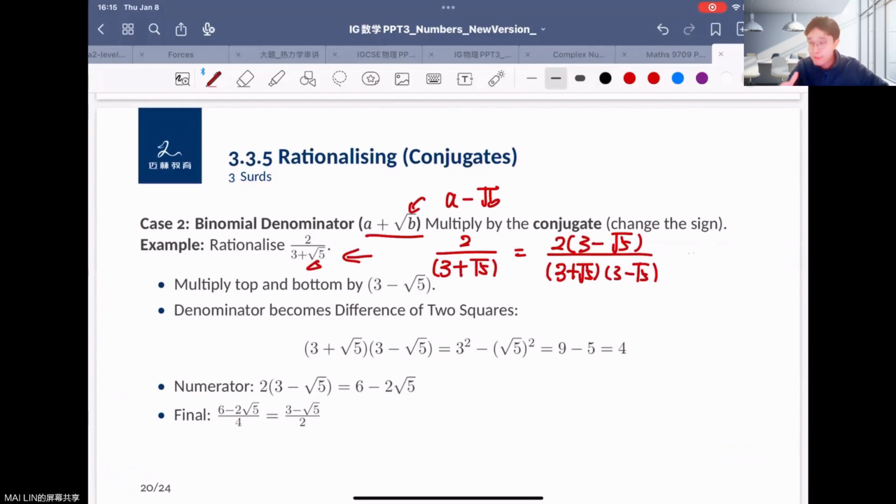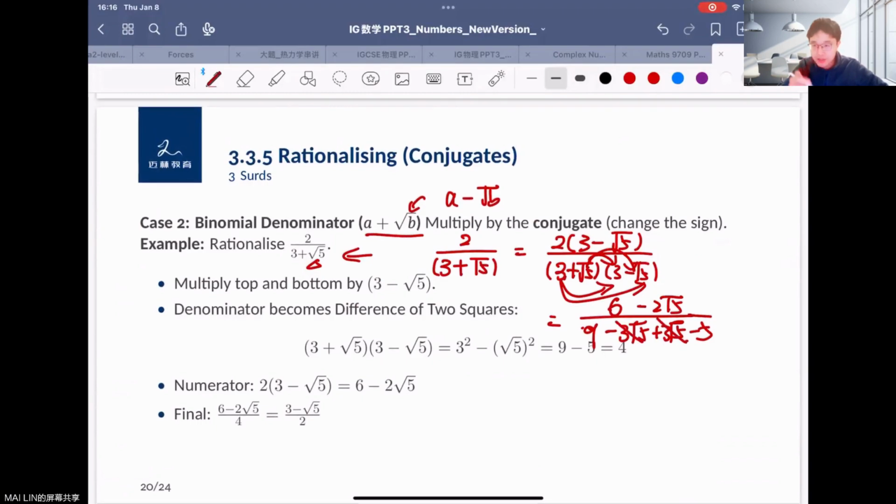Okay, so why do we have to do this? You can simplify it by expanding the brackets, right? First 3 times 3 is 9. And 3 times negative square root 5 is negative 3 square root 5, and square root 5 times 3 is positive 3 square root 5, and square root 5 times negative square root 5 equals negative 5, right? And here our numerator is 6 minus 2 times square root 5. You can find the middle terms equal each other, so they cancel. And the final denominator is 4, and the numerator is 6 minus 2 times square root 5. Okay, that is for this.